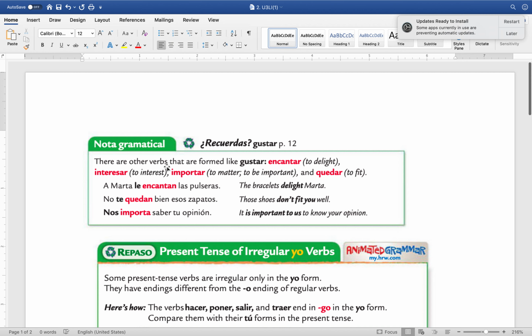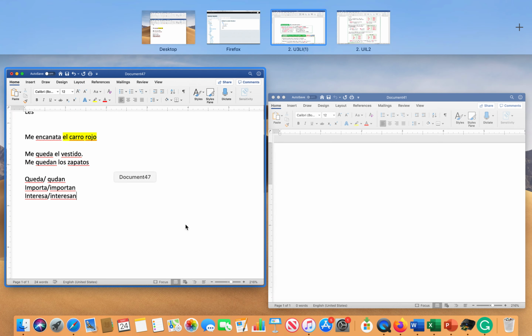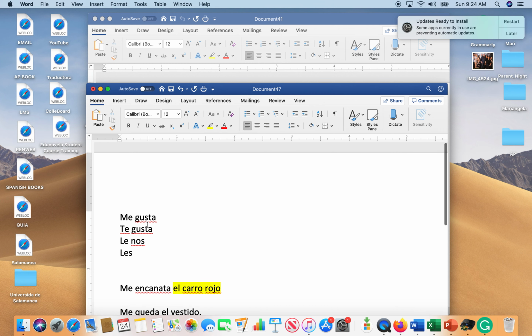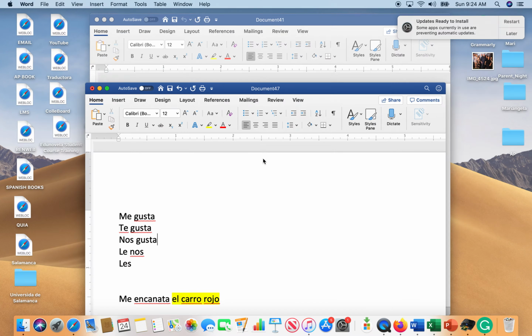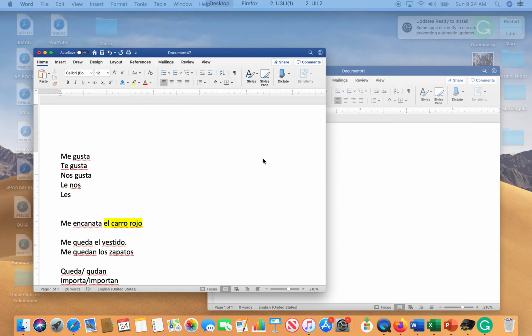So, for this one right here, for the verbs encantar, interesar, importar, and quedar, you have to use the pronouns me, te, le, nos, and les, right here. You have to use these pronouns, just like gustar, okay? Me gusta, te gusta, le gusta, nos gusta.